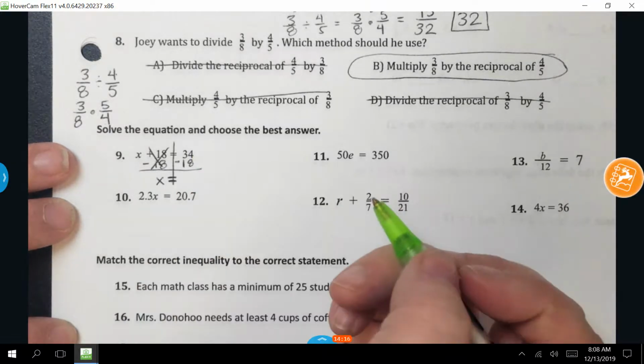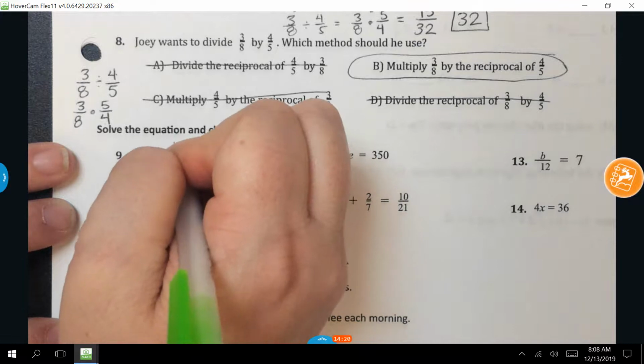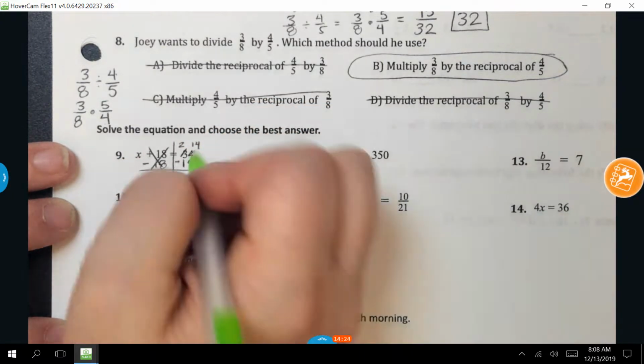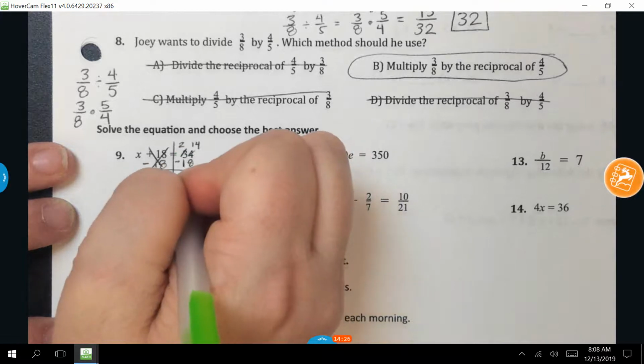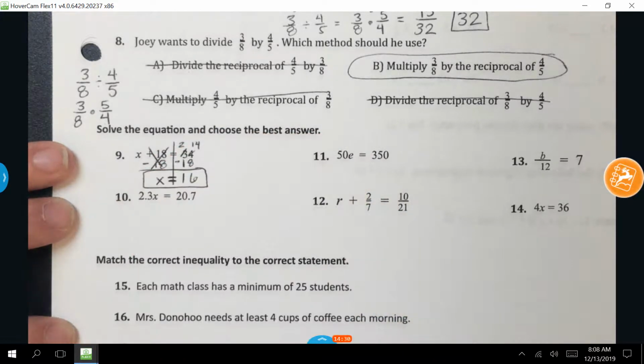34 minus 18. Can I do 4 minus 8? No. So I'm going to borrow. 3 becomes 2. 4 becomes 14. 14 minus 8 is 6. And 2 minus 1 is 1. So I get x equals 16 there.